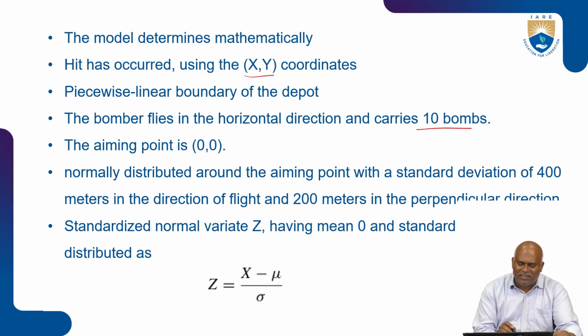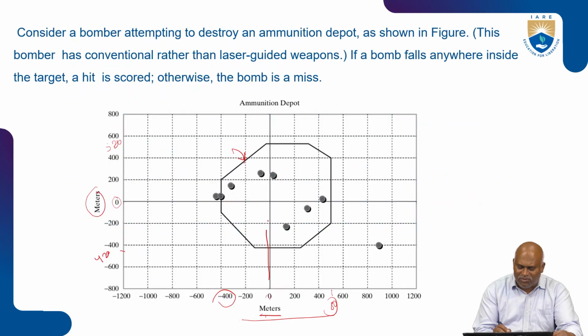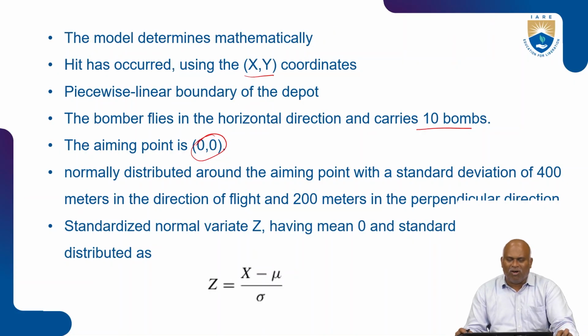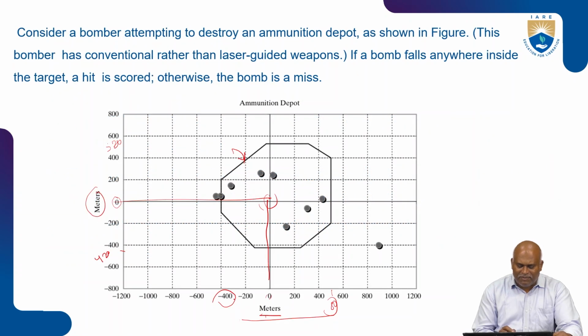The aiming point is always concentrated at 0 and 0. So here, this is the 0, 0 point. The aiming is always considered at 0, 0, and the normal distribution is around the aiming point, with standard deviation of 400 meters in the direction of flight and 200 meters in the perpendicular direction. See the graph here. I measured 400 as well as 200.